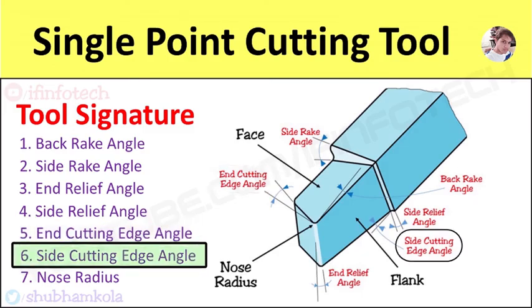Next is side cutting edge angle. It is the angle between straight cutting edge on side of tool and side of shank. It is responsible for turning the chip away from finished surface.